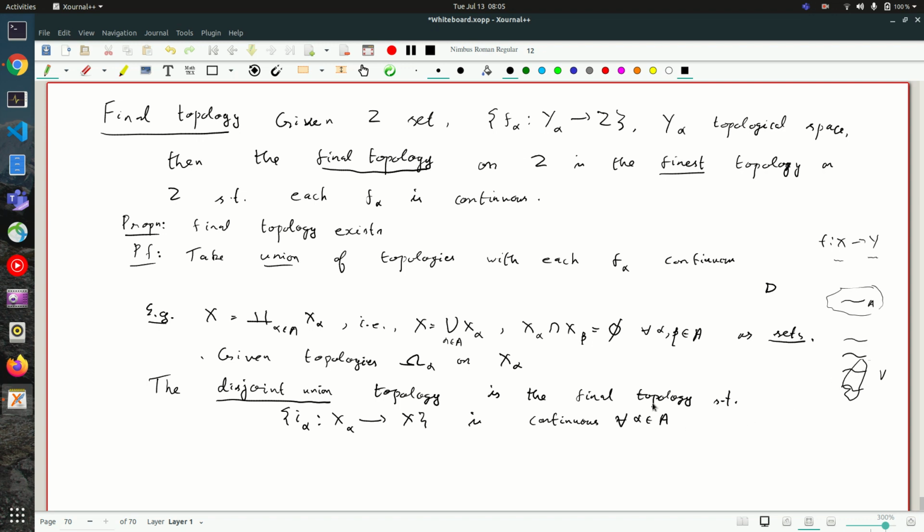Okay, you can't always do it because you might need to take unions and closures, but concretely in this case you can simply describe it. So V contained in X is open if and only if V intersection X alpha is open for all alpha in A. Okay, so this is a topology, it's easy to see, and hence it is the final topology. Okay, just as I said, the warning. So the condition of these I alphas being continuous tells you that if V is open, V intersection X alpha is open. We put the other arrow.